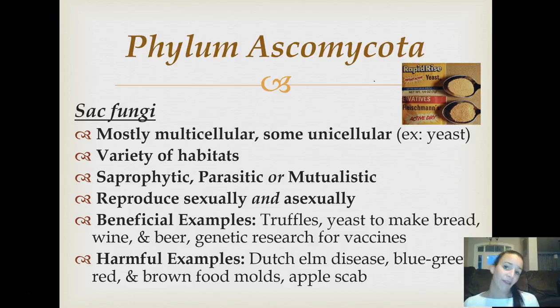Now, there are some beneficial and harmful examples of the sac fungi. Beneficial: some truffles. Yeast is what's used to make bread, wine, and beer, and genetic research for vaccines has also used some of these sac fungi. Harmful examples, on the other hand, are things like Dutch elm disease, any blue-green, red, or brown food molds you see, and something called apple scab, which is another disease.